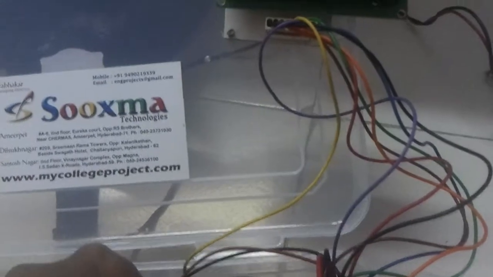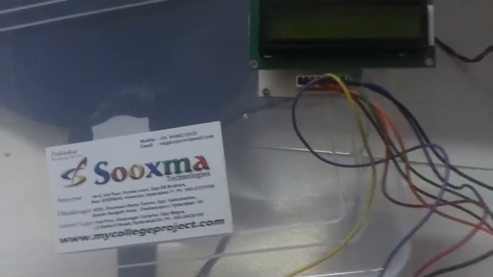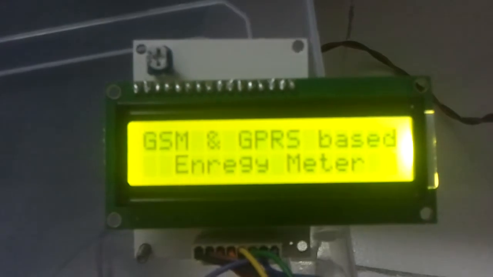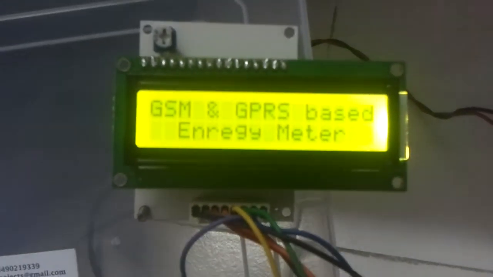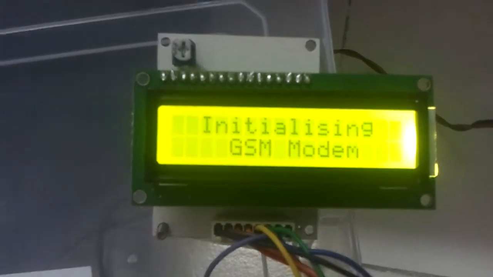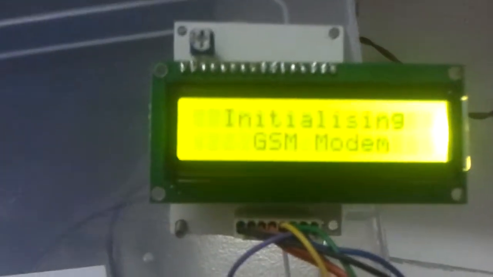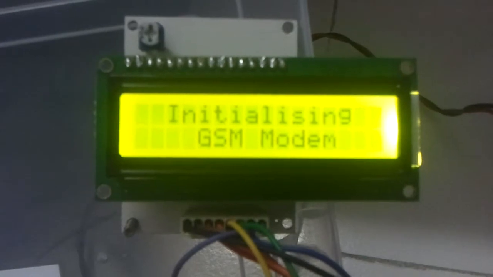Let us operate this now. When I power it on, it shows the GPS and GSM and GPRS energy meter. And depending on the balance units, the load will be turned on. If the balance is zero, then the load will be turned off automatically. So look at the signal.